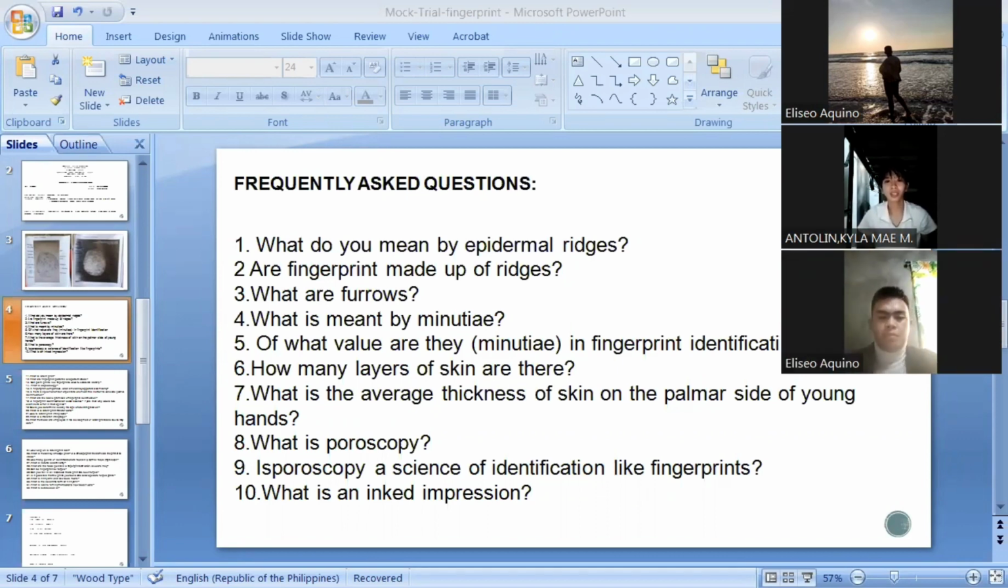Number 10. What is an ink impression? Ink impressions are commonly used in forensic and law enforcement applications, especially when electronic fingerprint capture devices or scanners are not available or practical. Number 11.